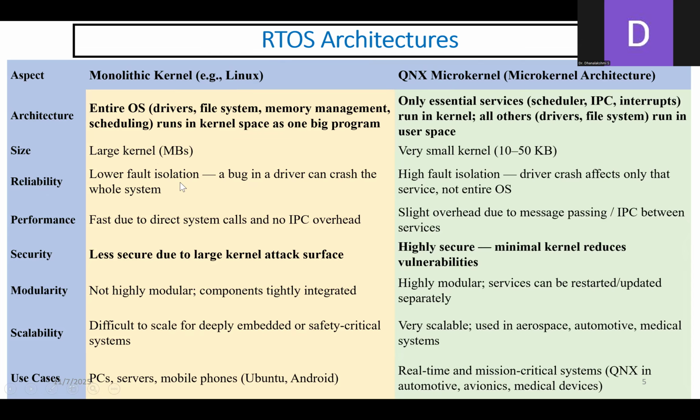Here there is lower fault isolation. A bug in the driver can crash the whole system because it's all inside the same big program. Here, when a device driver fails, that alone will not work, whereas the remaining processes keep on running and the entire OS is not disturbed. Here performance is fast due to direct system calls and no IPC overhead. Here there's a slight overhead due to message passing and IPC between the services.